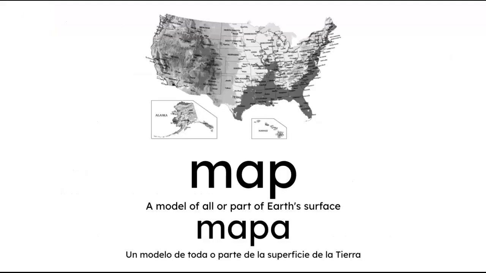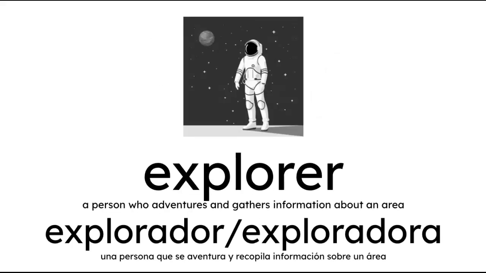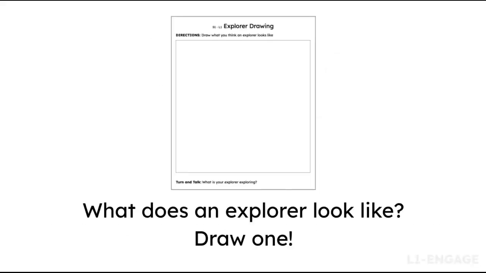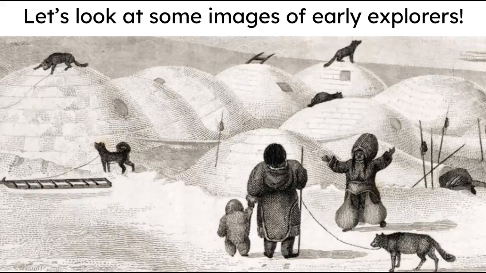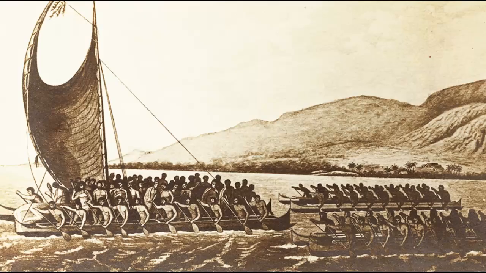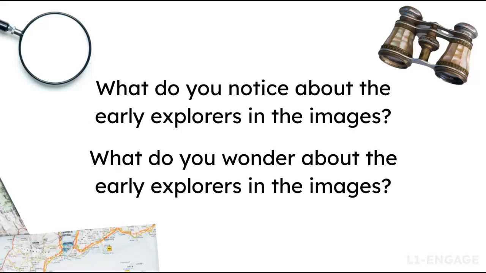During the discussion, you can post and discuss the map and Explorer vocabulary cards. You'll also ask students questions about exploring and explorers. Then have them use their Explorer Drawing journal page to draw what they think an explorer looks like. You'll have students turn and talk to share what the explorer in their drawing is exploring. You'll then show students images of early explorers. You'll ask students what they notice and wonder about the explorers in the images. You'll allow them to turn and talk to discuss their observations.